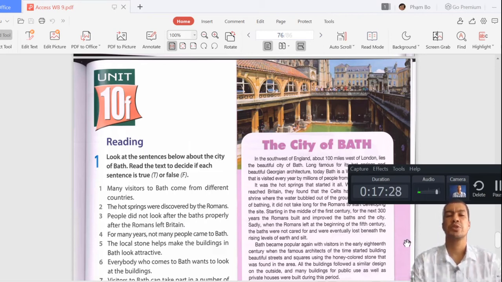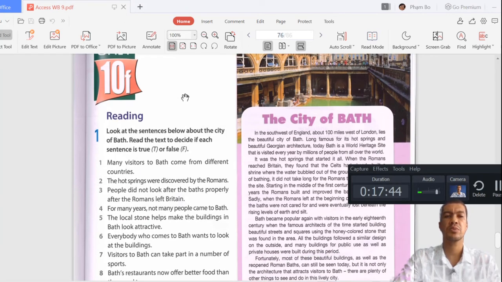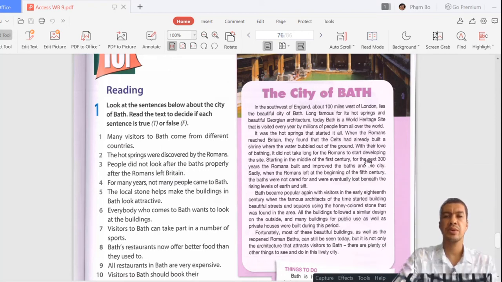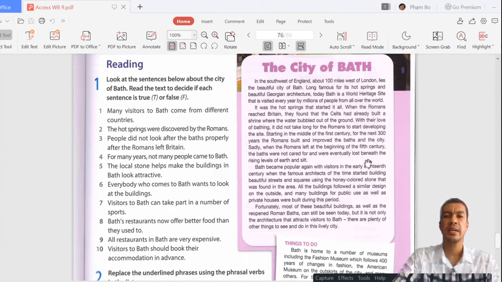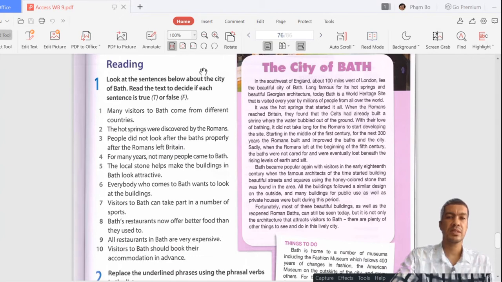Okay, so let's resume in your workbook, Unit 10F. Here we see the beautiful city of Bath in the southwest of England, of which we will get to a little bit later. But as we focus on Unit 10F, we start with reading. All right, and then before we can answer the Q&A, we need to read through the passage a little bit. And I'll give you guys a chance to read through the passage while we go through the true and false questions. Alright, so look at the sentences below the city of Bath. Read the text to decide if each sentence is true or false.